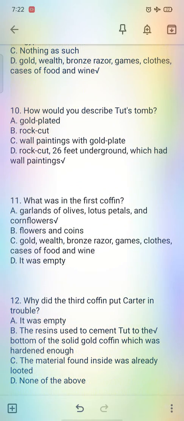Now, 11. What was in the first coffin? First option, garlands of olives, lotus petals, and cornflowers. B. Flowers and coins. C. Gold wealth, bronze razor, games, clothes, case of food and wine. D. It was empty. First option has been ticked already, garlands of olives, lotus petals, and cornflowers.